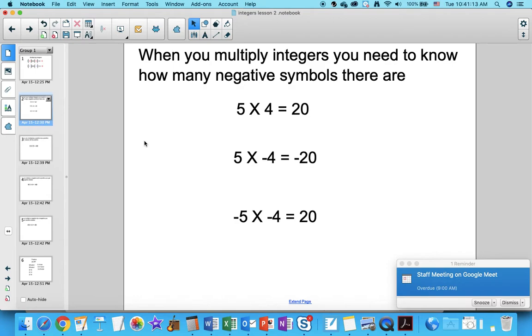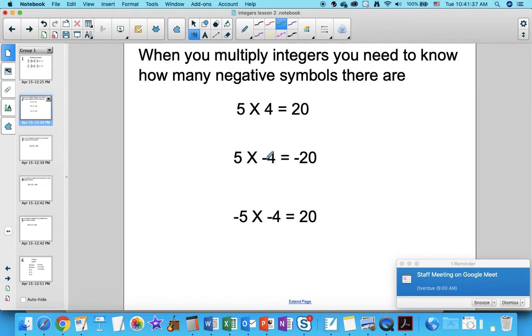So, when you multiply integers, you need to know how many negative symbols there are. For example, when we look at this question, positive 5, because there's no negative there, so it's positive 5 times 4 is 20, right? Easy. 5 times 4 is 20. Positive 5 times negative 4 is negative 20. Negative 5 times negative 4 is 20.